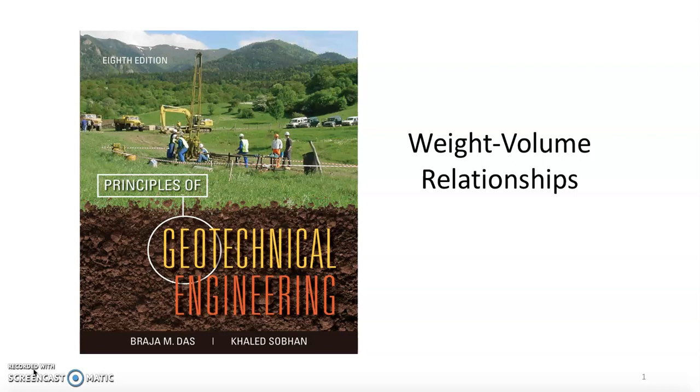So to start with our discussion, we're going to move on to weight and volume relationships. We're going to derive some parameters that are used in the computation of certain properties of soil that will be useful in the design and analysis of certain foundation structures.